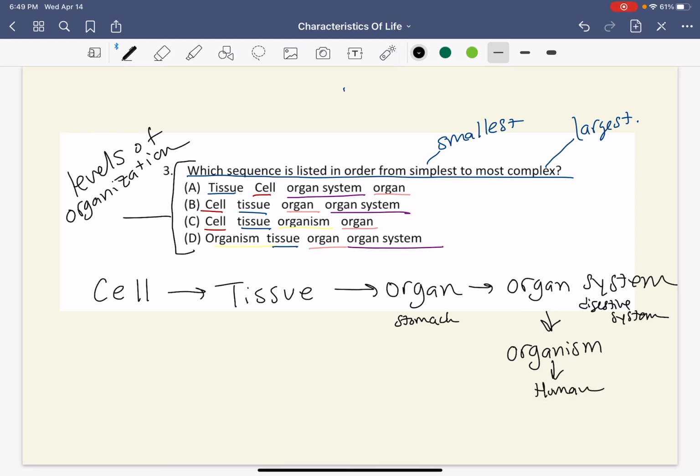So let's see which one. So we know that it's definitely not A. And it's not D because it doesn't start with cells. So you already eliminate those two. So you have either B or C. So let's see which ones are in order. Cell, tissue. Okay. Then the next one is organ. And then organ system. So the best answer, the one that's correct, is B. Cell, tissue, organ, organ system.